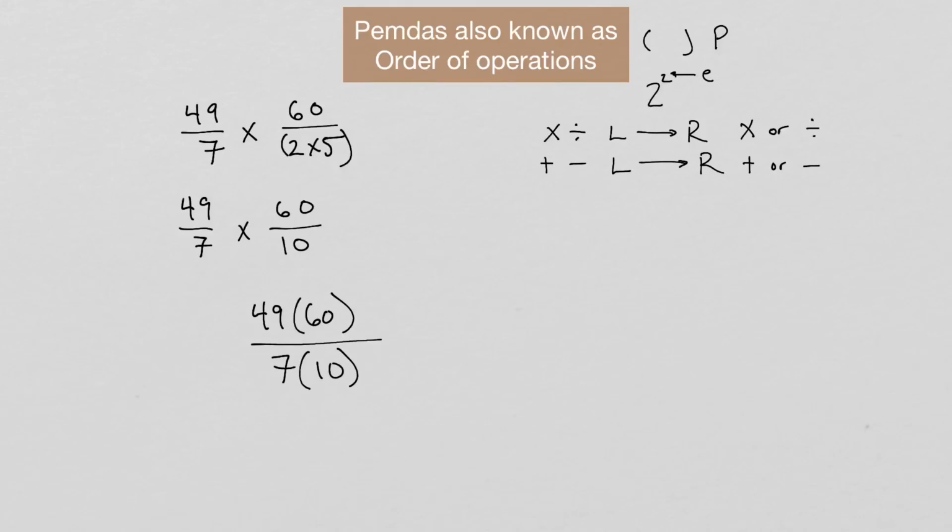Okay, now at this point we could reduce. So the 49 and the 7 kind of cancel out. What we're left with is 7 times 60 over 10. Okay, and this 60 and this 10 could cancel out. So we're left with 7 times 6. 7 times 6 gives us 42.